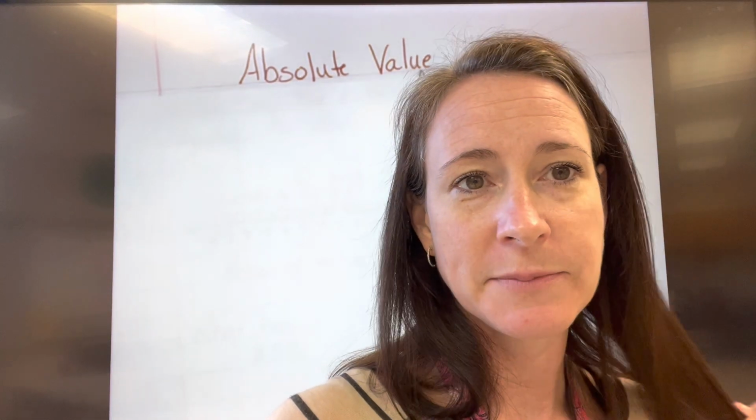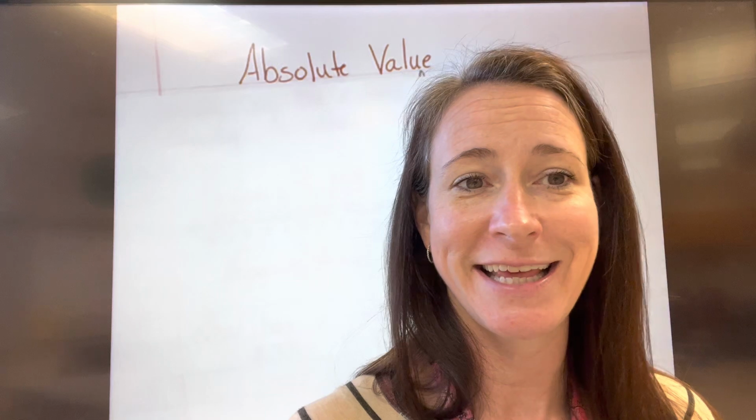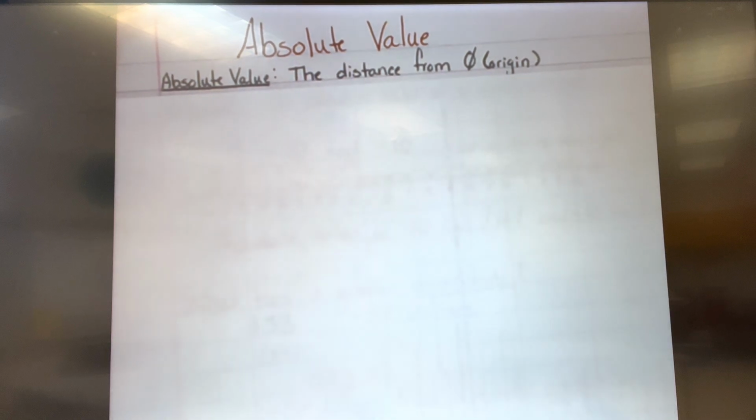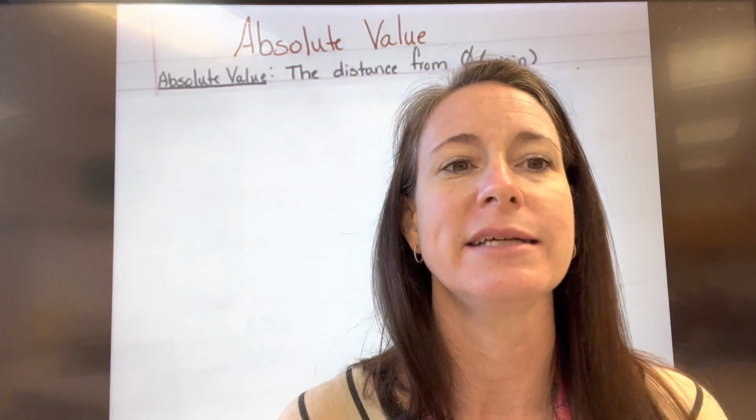All right, guys, we have absolute value. We have talked about this with our spiral review since I think the beginning of school. But there's some vocabulary we've got to get in our book. So absolute value is basically the distance from zero.